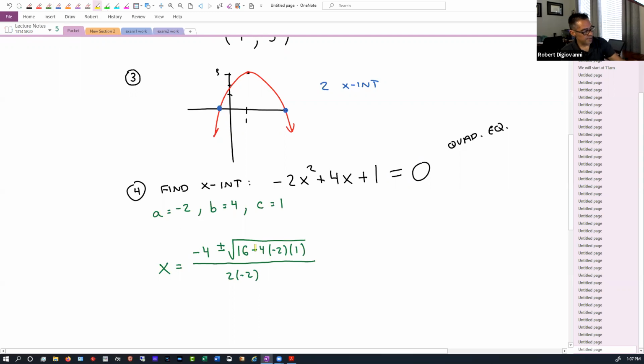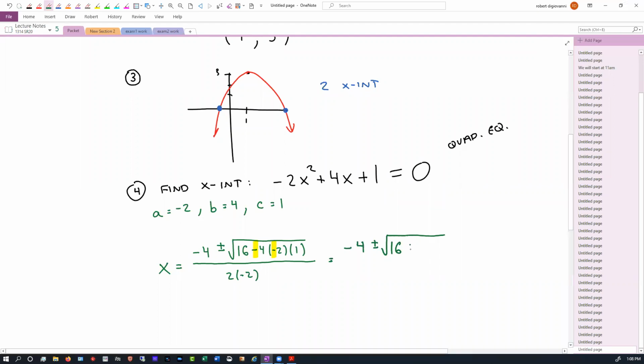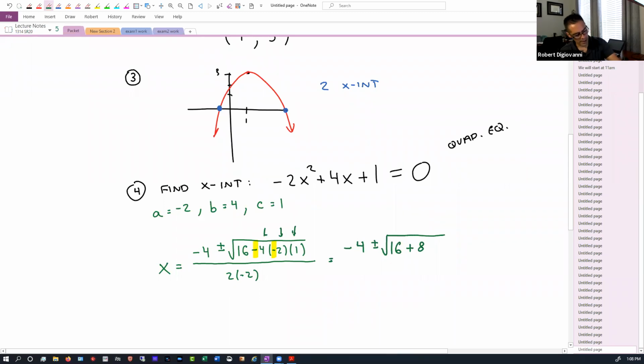I have 2 negative signs here. So we'll have -4 plus or minus 16. Will it be plus or minus there? So I have 2 negatives. I forgot, what is it? You got a positive. Got a positive, thank you. Okay, and then we have 4 times 2 times 1, so that's 8. So we're going to go 8 there. On the bottom, we have -4. This is -4 plus or minus square root of, let's see, 16 plus 8 is 24, all over -4.